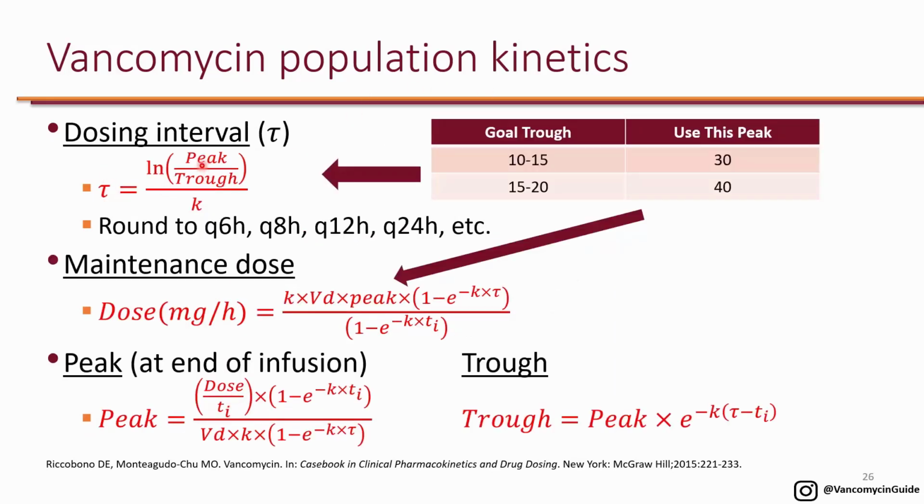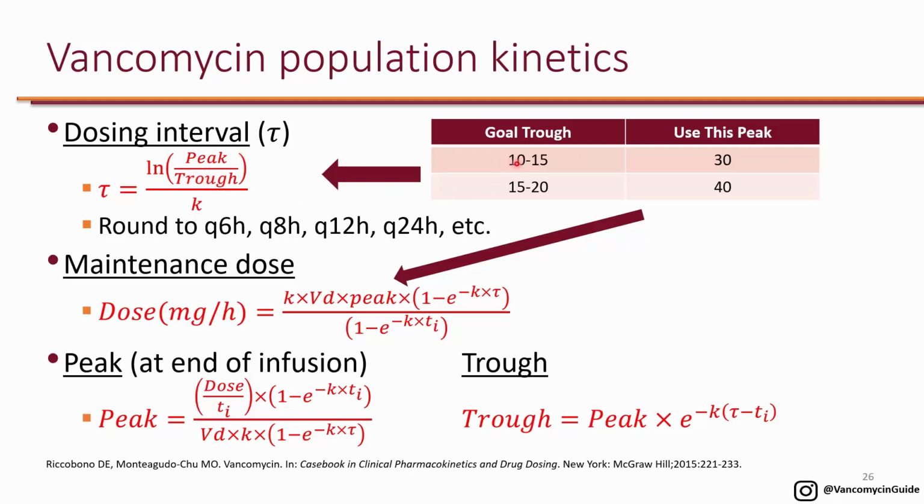For tau, you want to use your target peak and trough. Based on the infection, IDSA has recommendations of what your goal trough should be. So you either have a target trough of 10 to 15 for non-severe infections, or a target of 15 to 20 for severe infections. So you pick something in the middle. If your target is 10 to 15, you can choose either 12 or 13 and put it in the trough. If your goal is 15 to 20, you can choose something like 16 or 17 here.